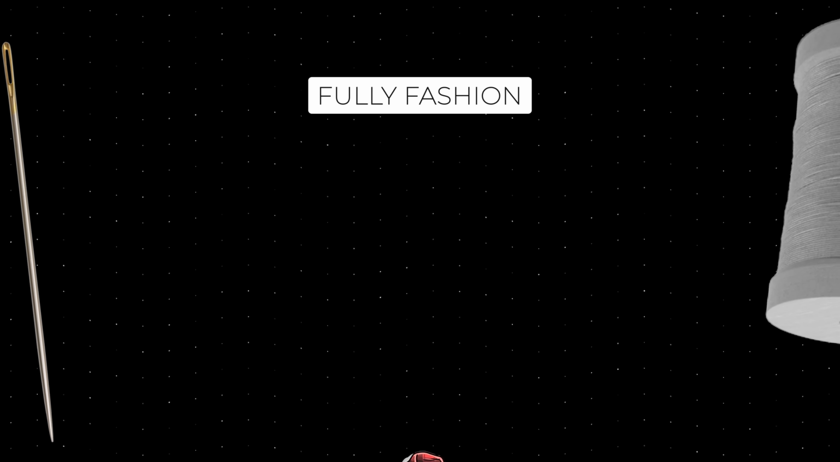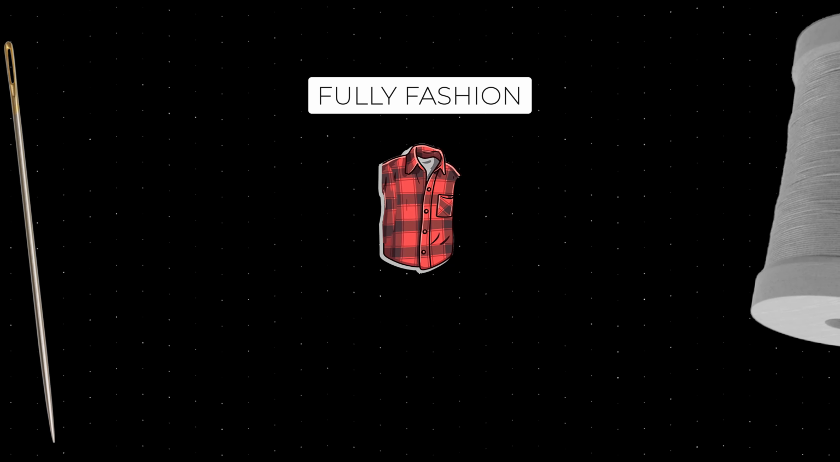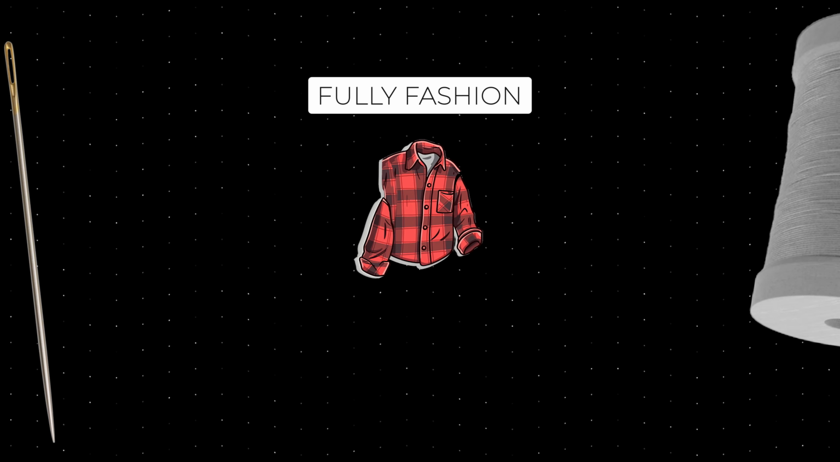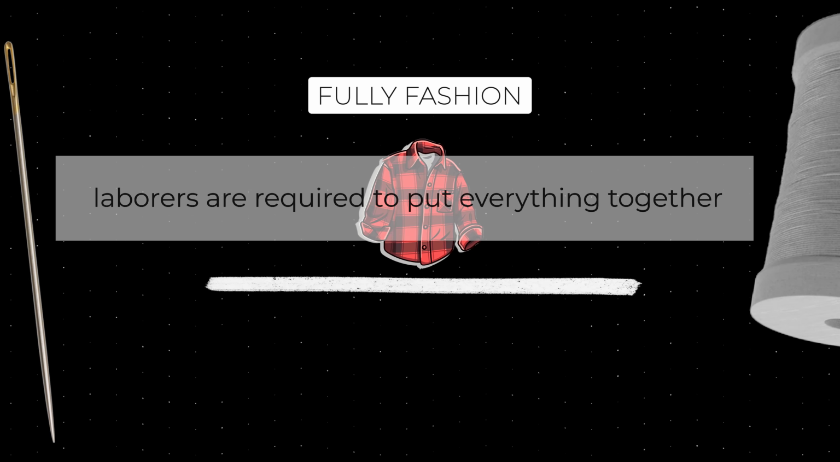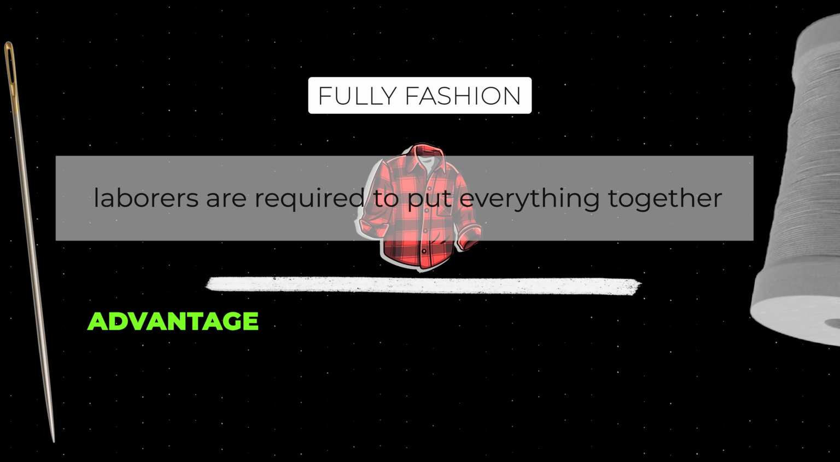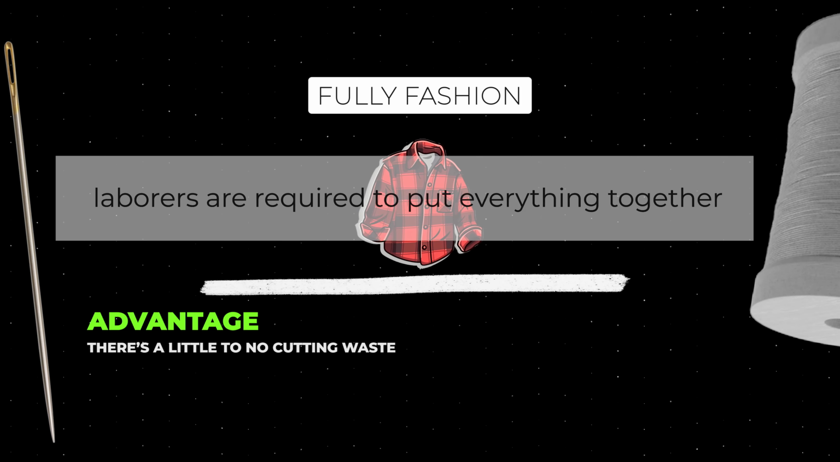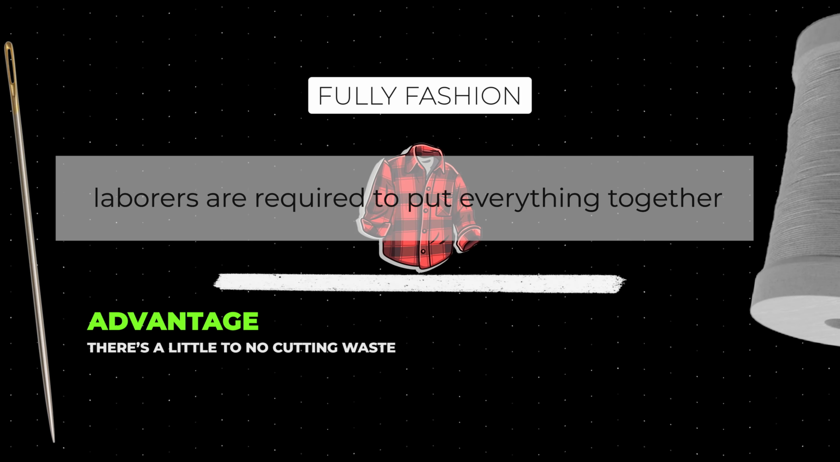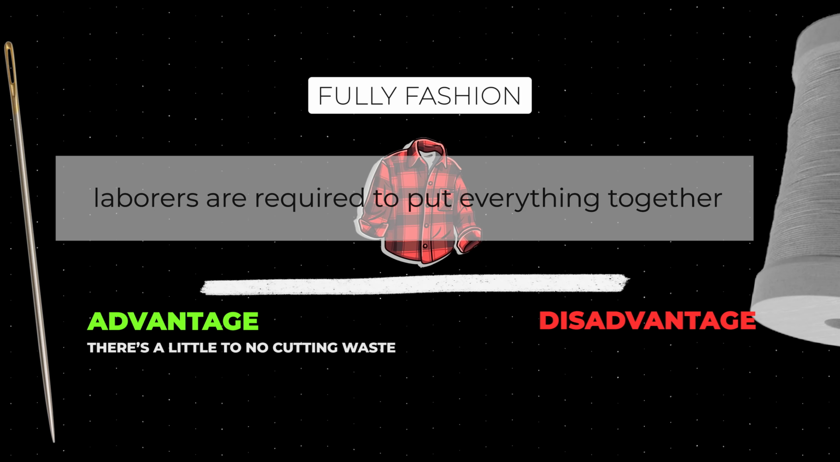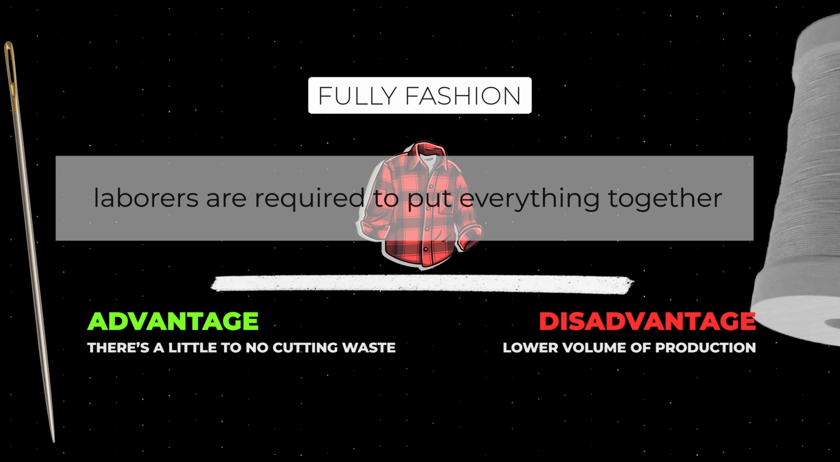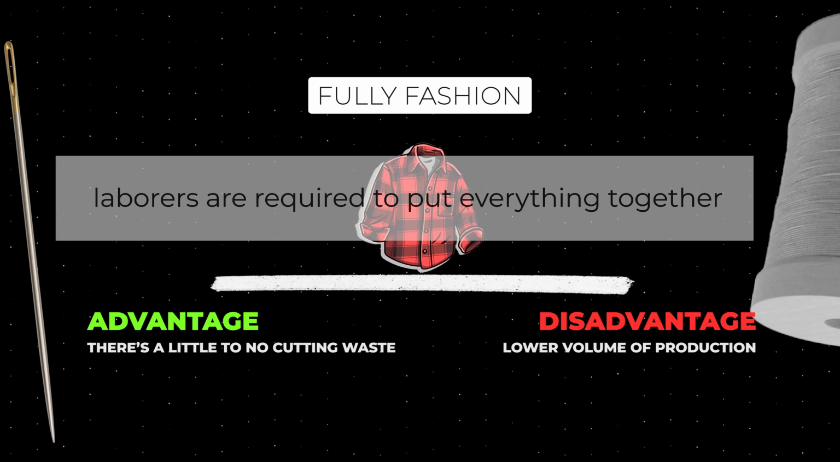In the middle, we have what is known as fully fashion. Here in fully fashion, it's sort of a hybrid. You get the garment in its semi-finished state, so you might get the torso in one piece, you might get the sleeve in one piece, and you might get the collar in one piece, and then laborers are required to put everything together. The advantage here is that there's little to no cutting waste because you're not using a traditional cut and sew methodology where you have a flat fabric and you're cutting the excess fabric out of it, but you have a lower volume of production simply because you're only creating the parts of the garment that you need.